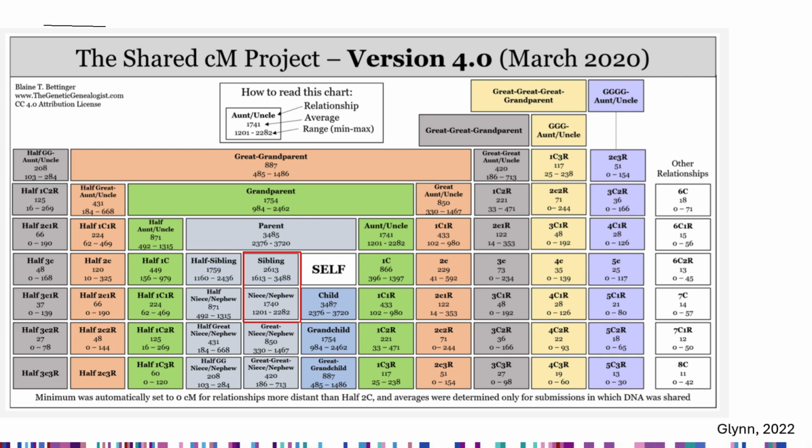So, notice how much overlap there is between relationships. That's why this process requires both genetics and genealogy. For example, a sibling could range from 1,613 to 3,488 centimorgans. And then a niece could range from 1,201 to 2,282 centimorgans. So if you have a person with 2,000 centimorgans that are shared, they could be a sibling or they could be a niece or nephew. Other information, such as the person's age, the location they live in, etc., can then be used to help try to distinguish what the true relationship is.